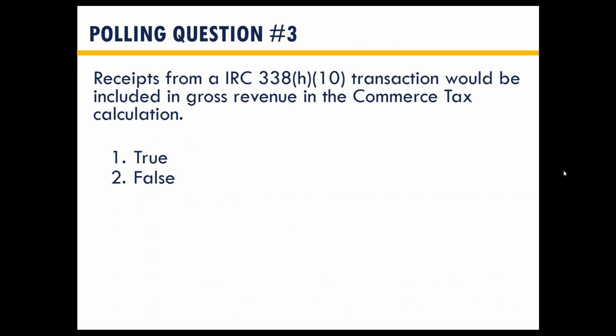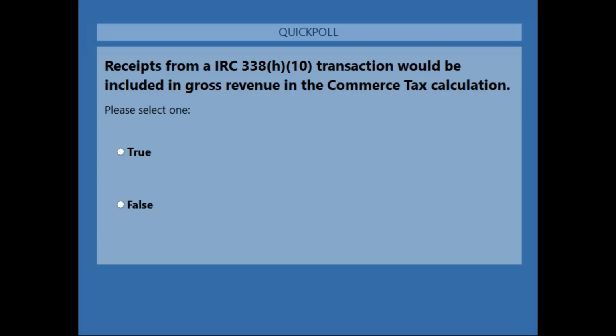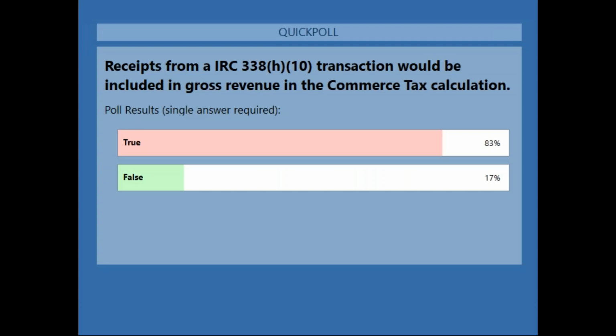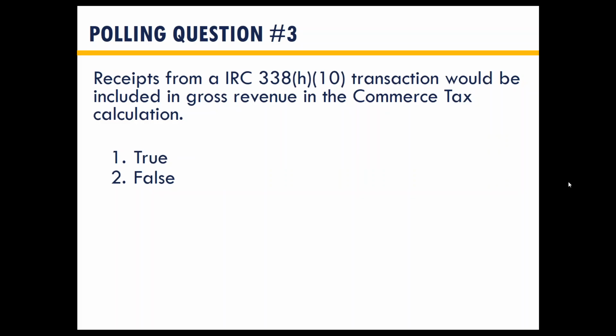Okay, so that brings us to our third polling question. Receipts from an IRC 338(h)(10) transaction would be included in gross revenue in the commerce tax calculation. True or false? We said true. It's actually false. Those types of transactions are not included.